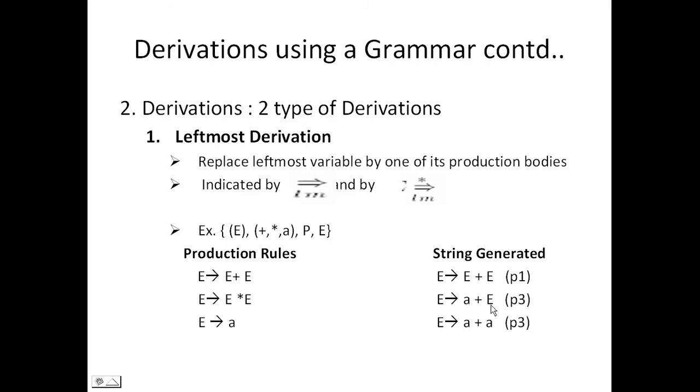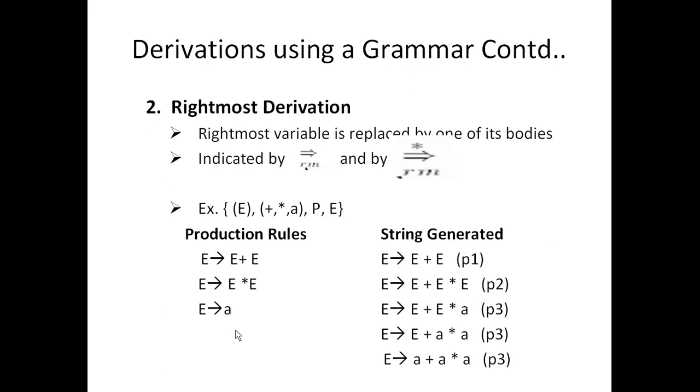Now which is the leftmost variable left? Now this is the E we are interested in. Now this E will be replaced by A. So we will get E gives A plus A, where this E is replaced by A using the production rule number 3. So this is the simplest form of derivation, that is the leftmost derivation. That is, simply go on replacing the leftmost variable available with the terminal symbol.